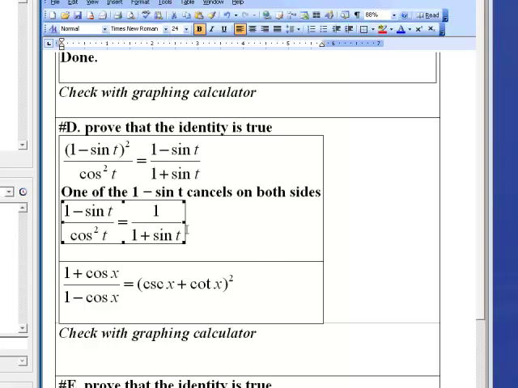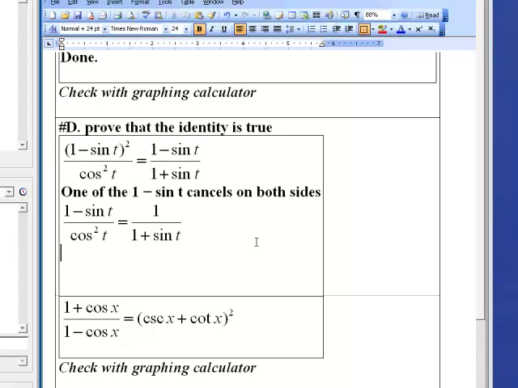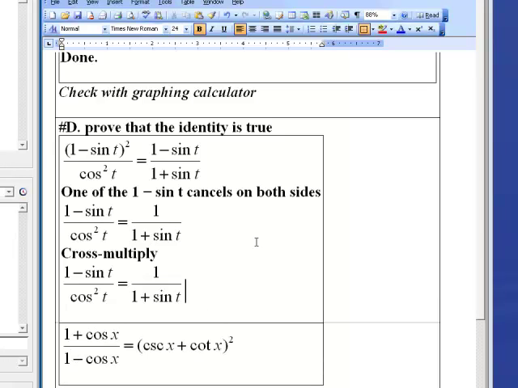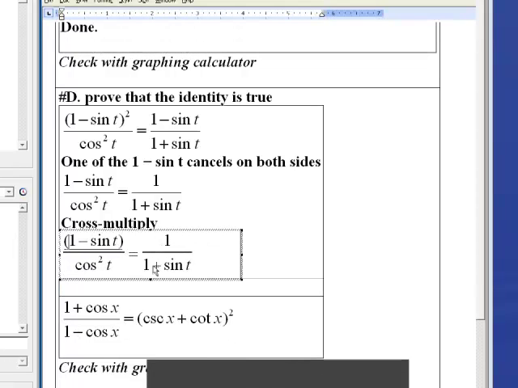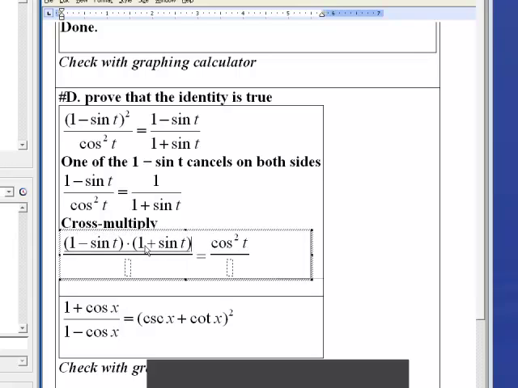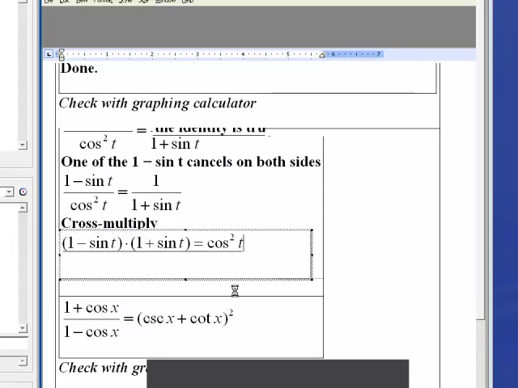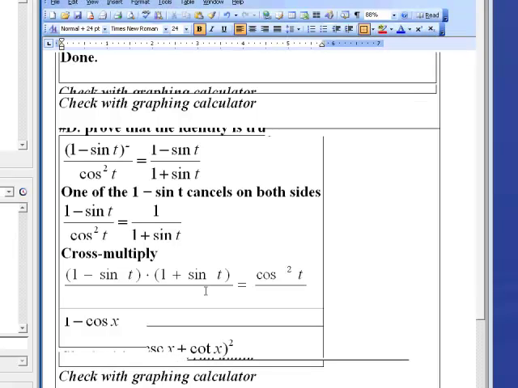Okay. Let's see what's going to happen next. I would say I cross multiply. So as I cross multiply, I will come up with 1 minus sine t times 1 plus sine t. And then over here, I will have cosine squared right there. And then, of course, I don't need the fractions anymore. Okay. And then I use the difference of squares.